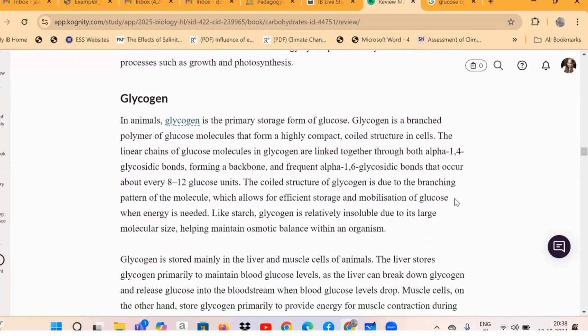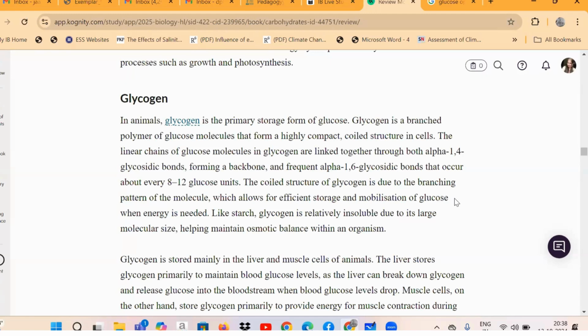Basically, they both have the same monomers, alpha D glucose, and the linkages are alpha 1,4 and alpha 1,6 glycosidic linkages. They're both coiled, they both have a core structure, and they're both branched structures. They're both compact and insoluble. They have most of the same structures, but starch is a form of energy storage in plants, and glycogen is an energy store in animals. That's the main difference between them.